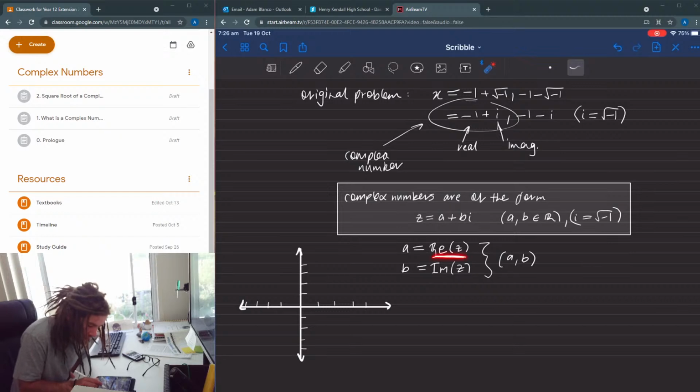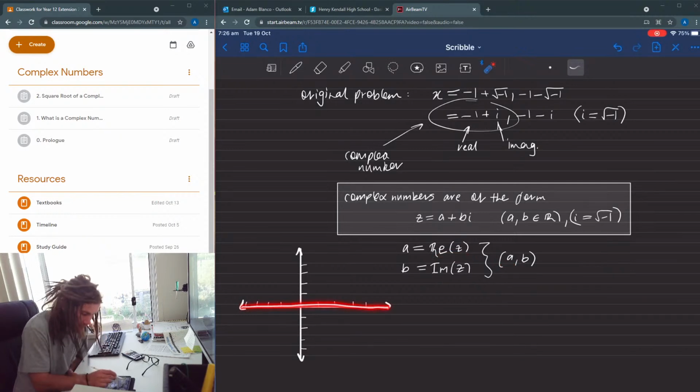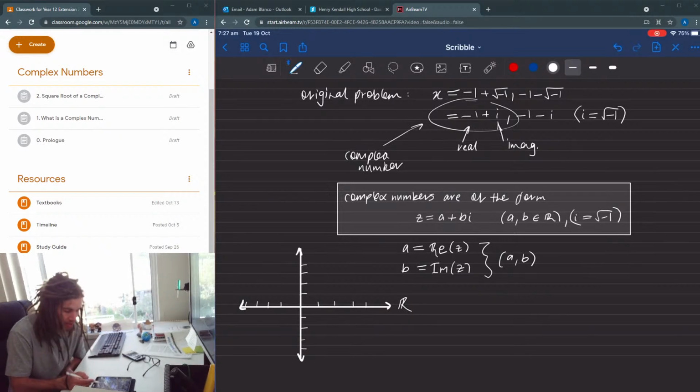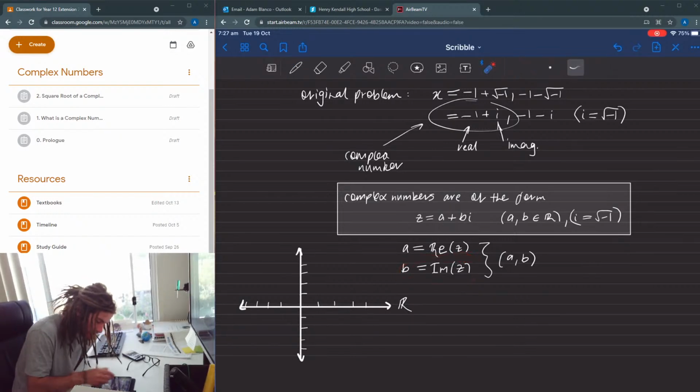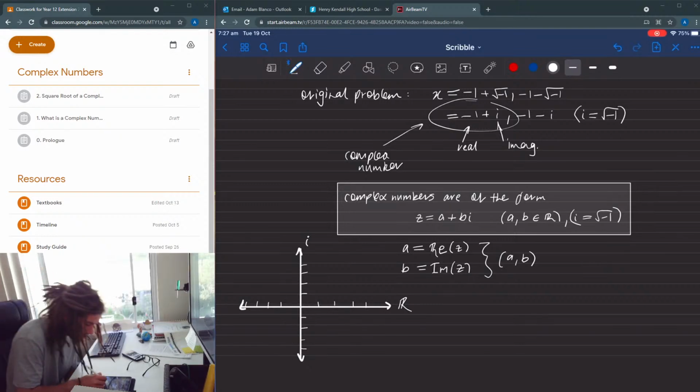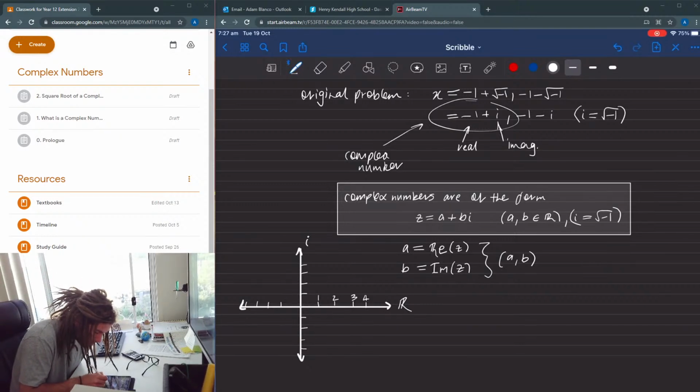The real part is like our old x value, so this would be the real axis. Generally you'll see an R there to signify that it's the real axis. And then the imaginary axis: sometimes you see Im, or just an i, to signify the imaginary part. These go up by real numbers, whereas these go up by i, 2i, 3i, 4i. Same thing here: minus i, minus 2i, minus 3i, minus 4i, minus 1, minus 2, minus 3, minus 4.